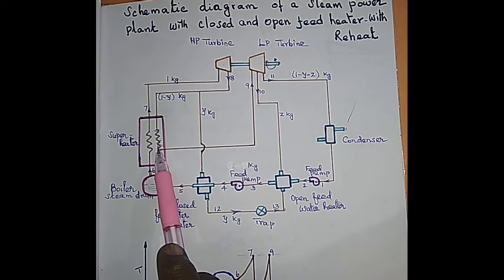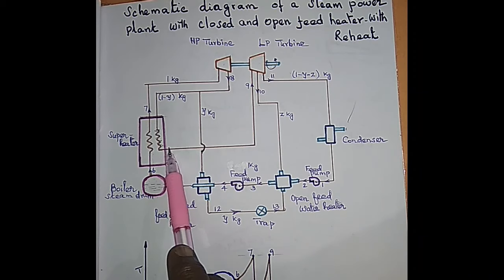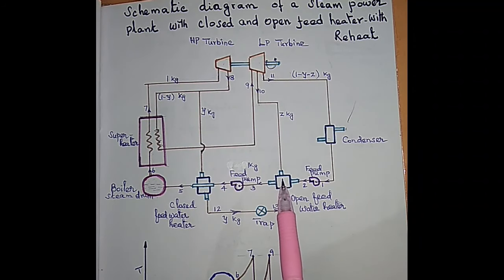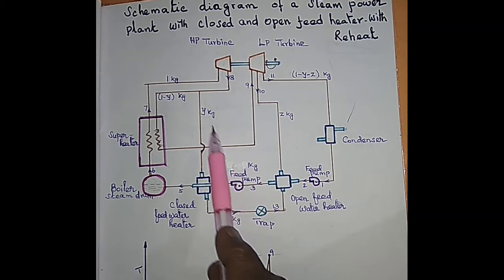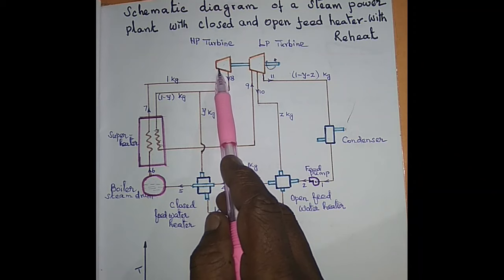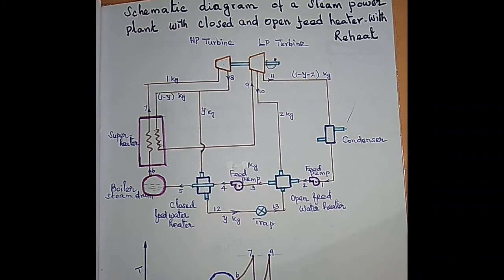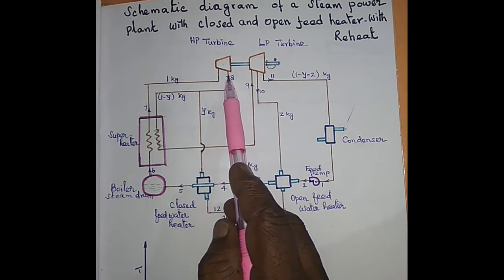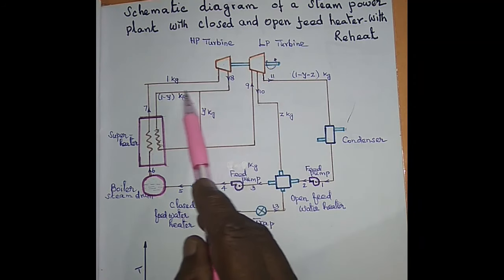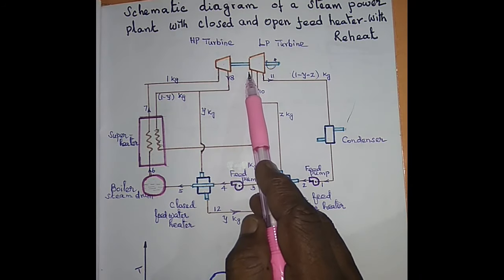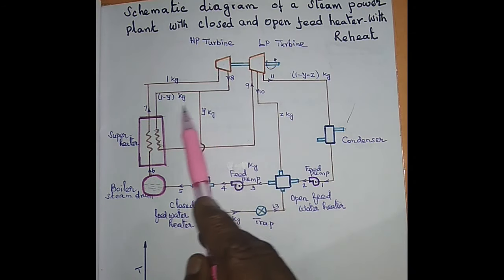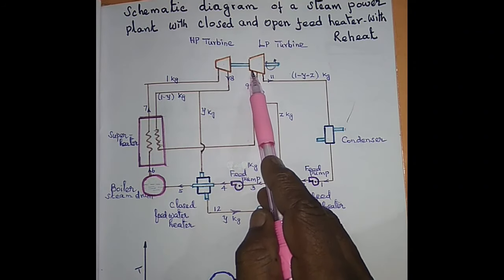This 1 minus Y kilogram of steam is heated. Heated to how much temperature? It is heated to the same temperature at which this 1 kilogram was entering the high pressure turbine. Temperature is the same but at a lower pressure, because already expansion has taken place here. At a lower pressure this is going, but at the temperature at which this 1 kilogram was entering. The reheating is done to the same point.